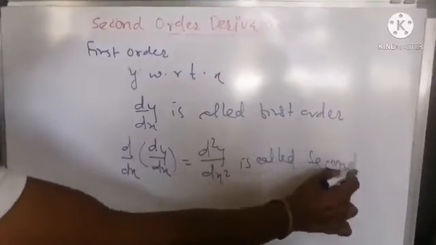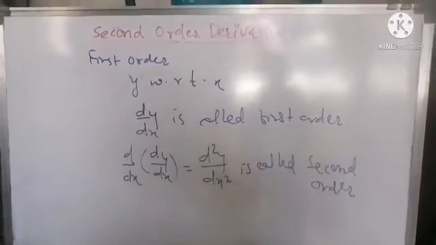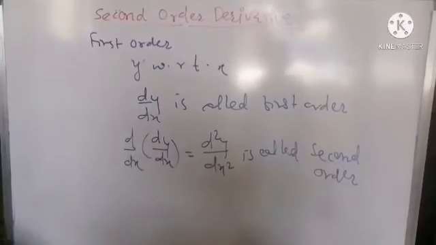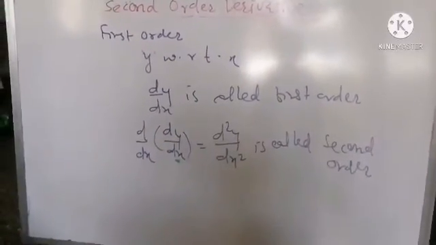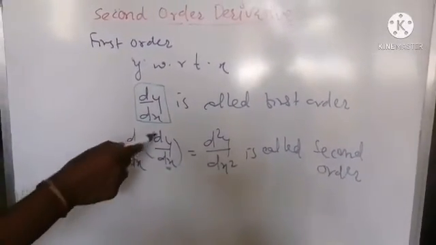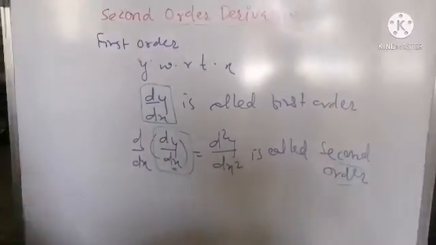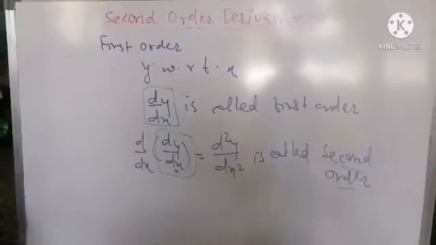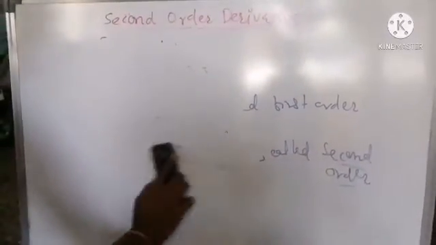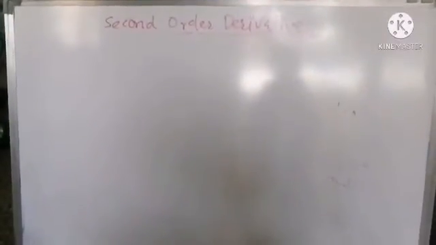second order derivative. Okay, so second order derivative is nothing but a derivative of derivative, as dy by dx is a derivative of y with respect to x, and derivative of dy by dx is called second order derivative. Okay, so as dy by dx is called first order derivative, d square y by dx square is called second order derivative.